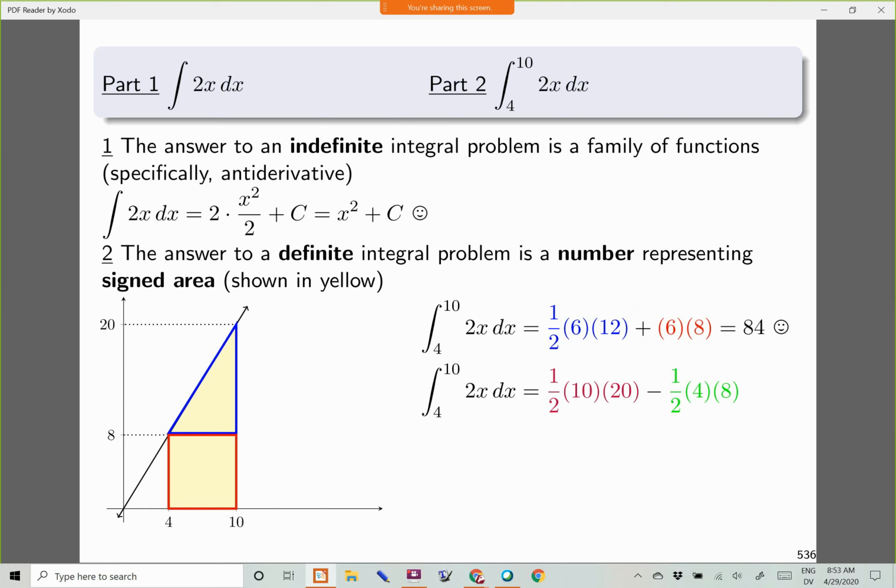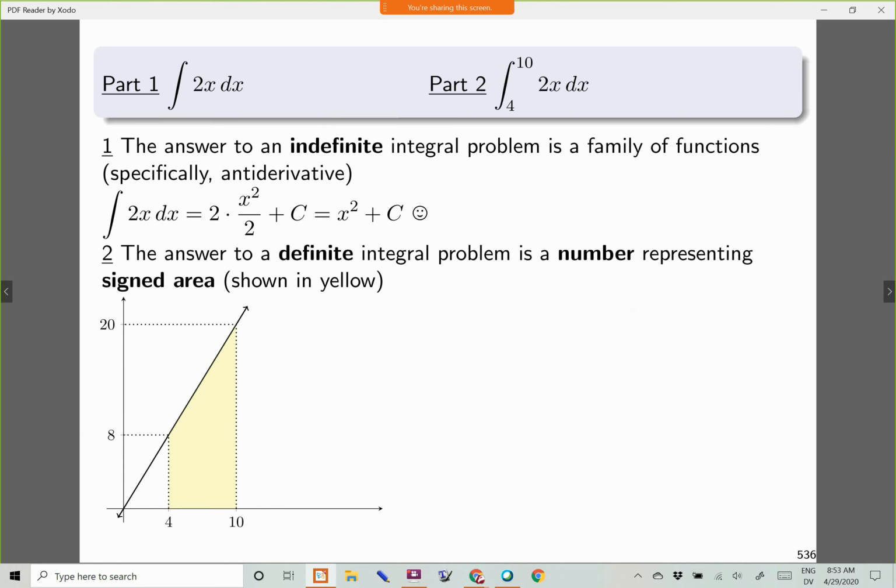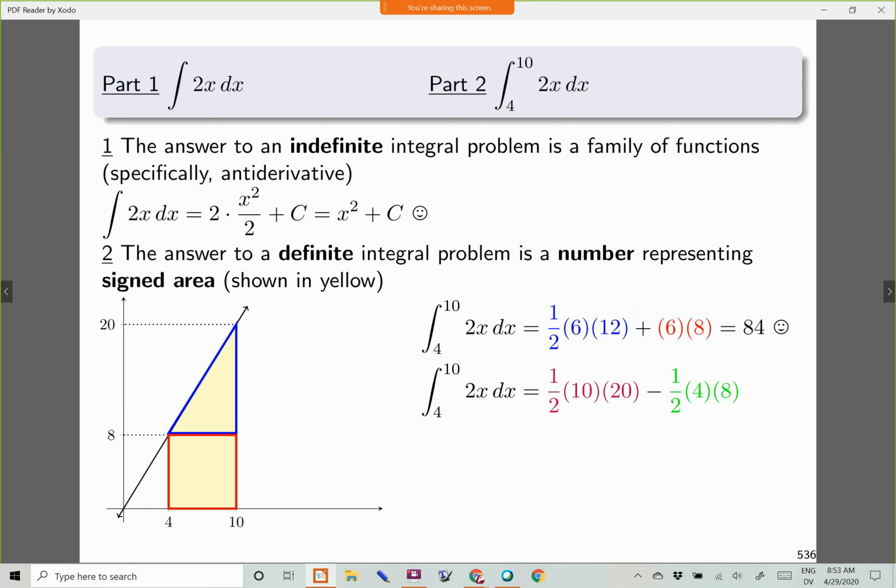as the area of the region shown in yellow. Okay, so that's the blue triangle. I'm trying to use color coding here. The blue triangle, and then the red rectangle underneath. That's one way to get the yellow region. 84 square units. Here's another way.